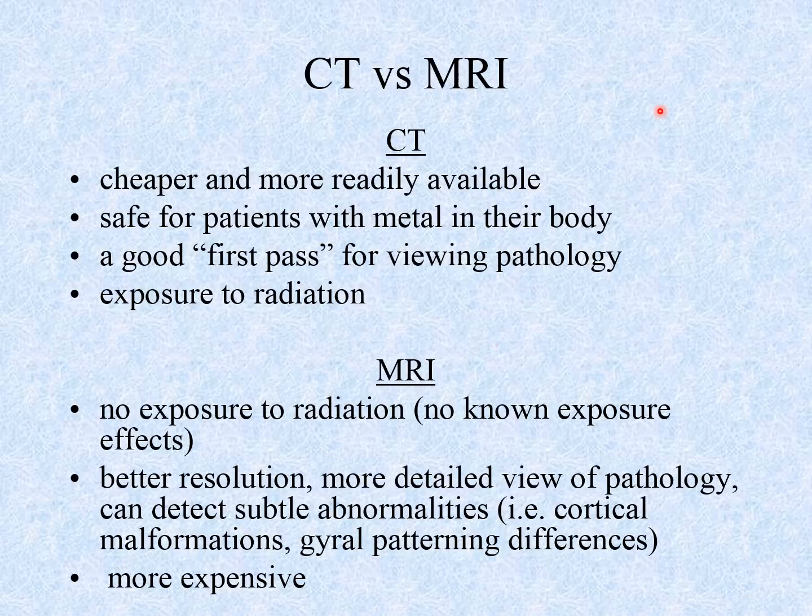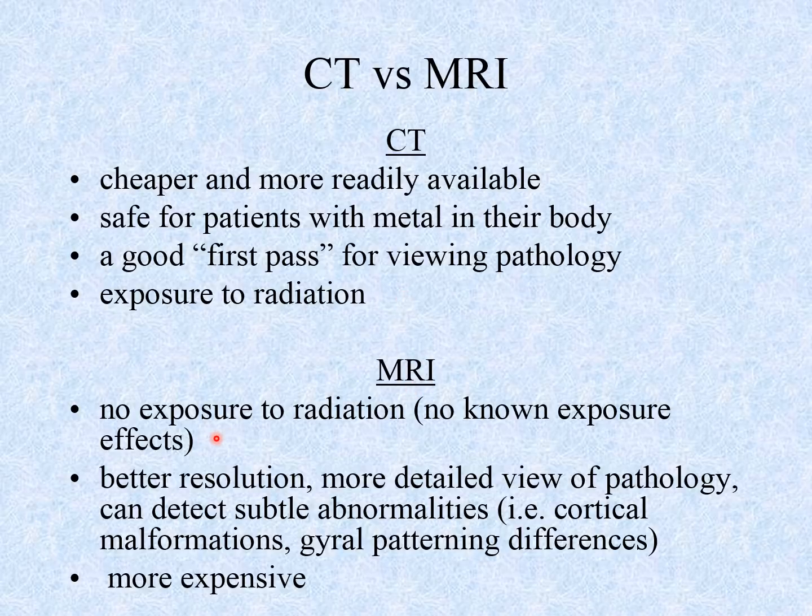Both CT and MRI are used widely. The CT is significantly cheaper and much more readily available. It is safe for patients who have metal in their body, fragments of bullets or other material from implants. It is a good first pass for viewing pathology, but it does have a significant risk due to exposure for radiation. So you don't want multiple CT scans, or at least you want to keep the exposure to a minimum.